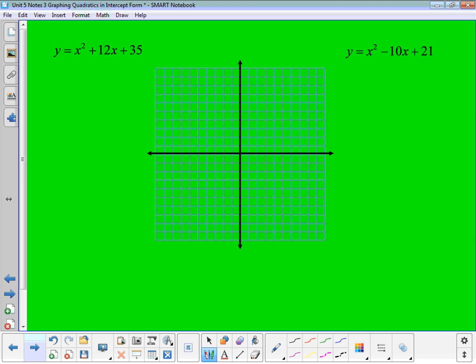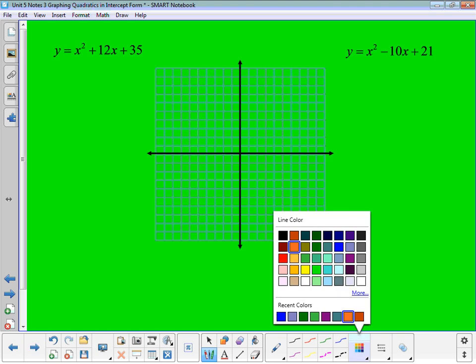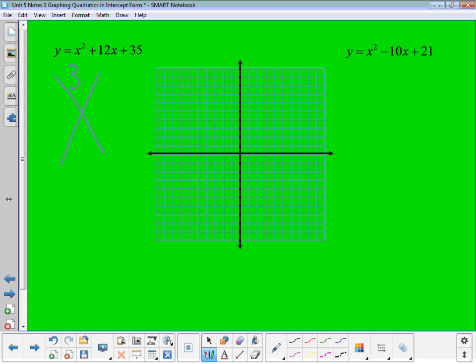So this one you could go about doing in standard form, but just for good practice, we're going to factor it and use intercept form. So we can go ahead and factor this right here. We're multiplying to 35 and adding to 12. So I'm asking myself, what multiplies to 35 and adds to 12? Well, 7 and 5. I notice that the coefficient with my squared term is equal to 1. So that means I can write this in intercept form as x plus 7 times x plus 5.